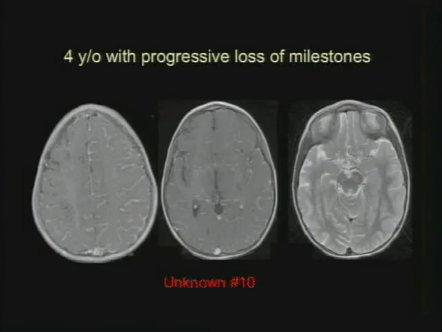This is really key. So here's your 10th unknown, a 4-year-old with progressive loss of milestones. So axial post-contrast and your T2. You can see on this post-contrast what looks like leptomeningeal enhancement over the entire left cerebral hemisphere. And then if you look in the basal ganglia, you see these multiple enhancing dots. And these are collateral vessels. And you can see multiple small and abnormal flow voids within the suprasellar cistern here. And this is the cross-sectional imaging appearance of Moyamoya.